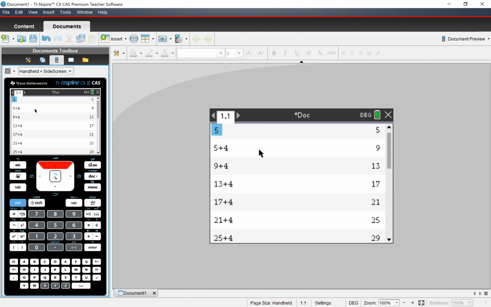So these are my sequence. 5, 9, 13, 17, 21. Okay? So just make sure that you understand that. Otherwise, when you want to generate it, you don't want to always be doing it by hand. Okay? So here we go.